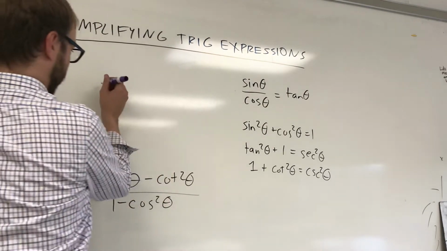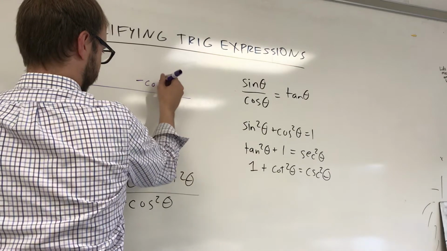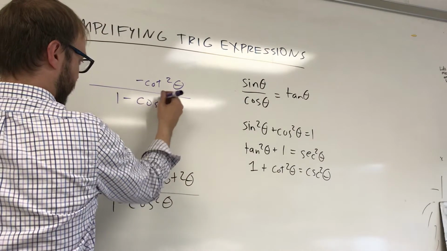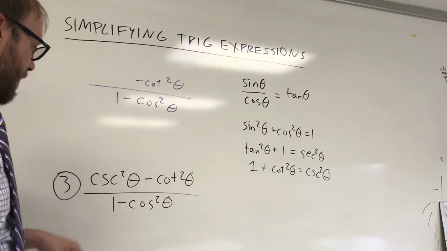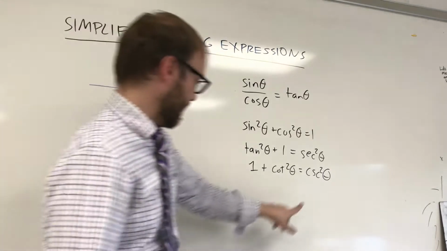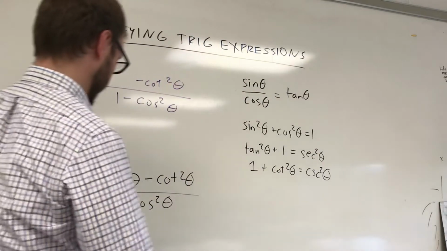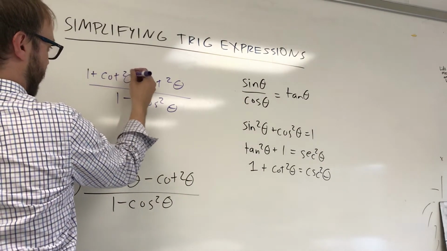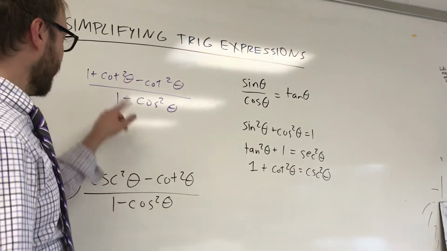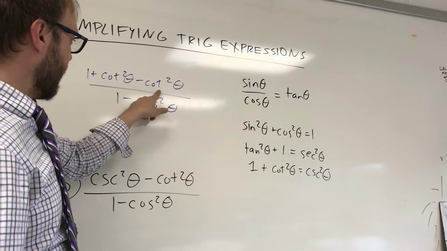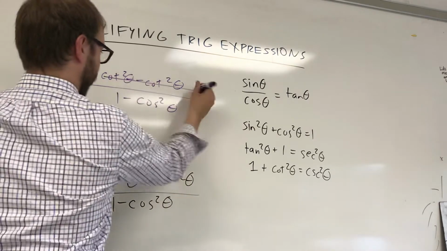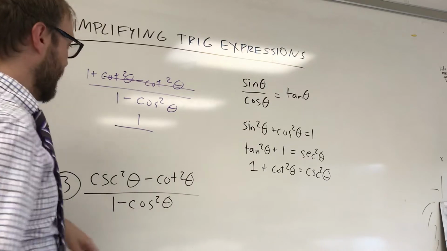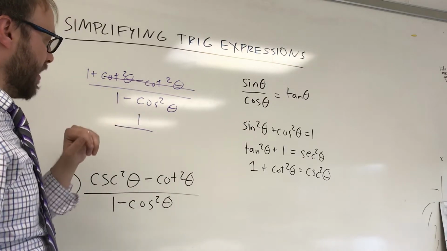I'm going to keep the negative cotangent squared of theta, and I'm not sure what's going on with this denominator yet, so I'm going to leave that as 1 minus cosine squared of theta. Cosecant squared is literally the same thing as 1 plus cotangent squared. So in place of this, I'm going to do a 1 plus cotangent squared of theta. And check it out. I've got a cotangent squared minus a cotangent squared. That just adds up to 0, okay? It's going to leave me with a 1 on top. And the bottom here, 1 minus cosine squared of theta.